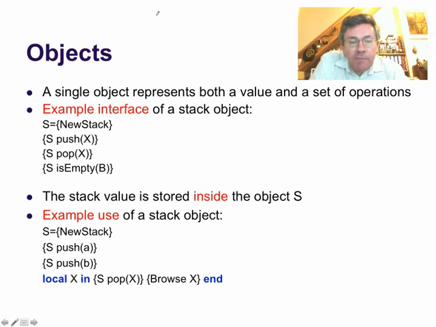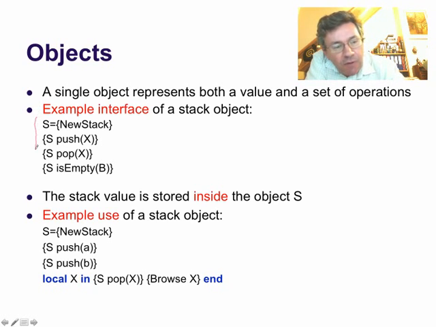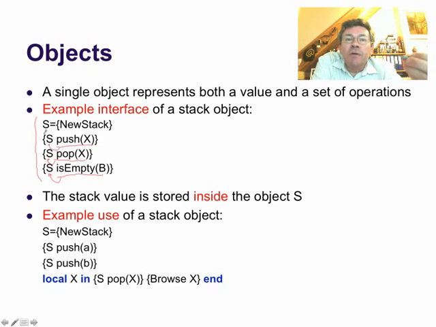An object represents both a value and a set of operations together in a single entity. So here's an example interface of a stack object. The operations are given here, and they are invoked all on the same object. Everything is in S, and the stack's value is stored inside the object S as well.